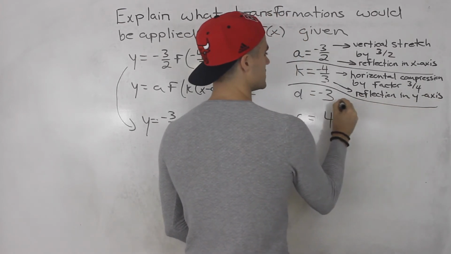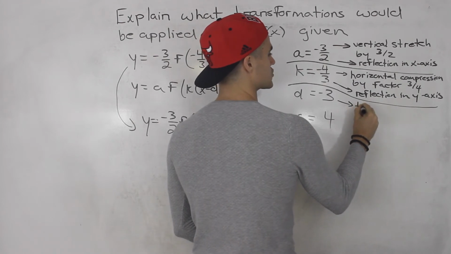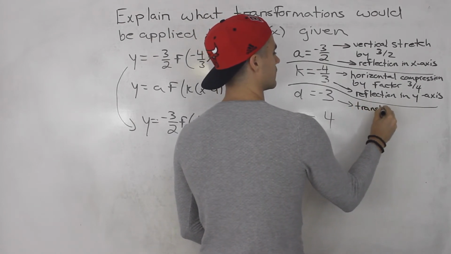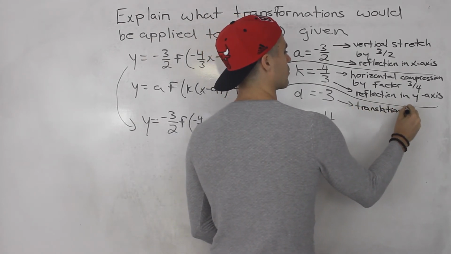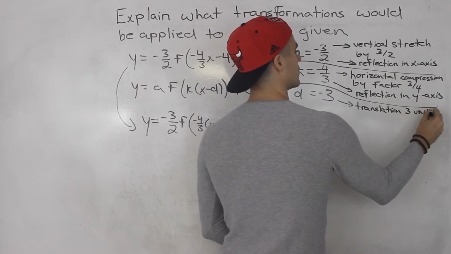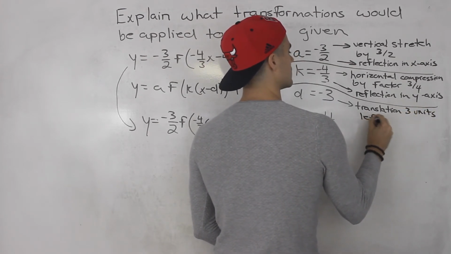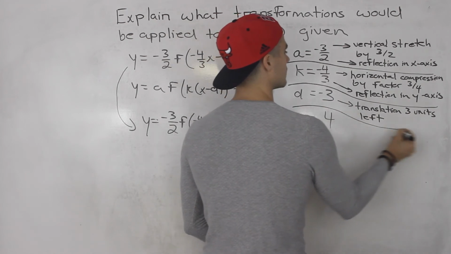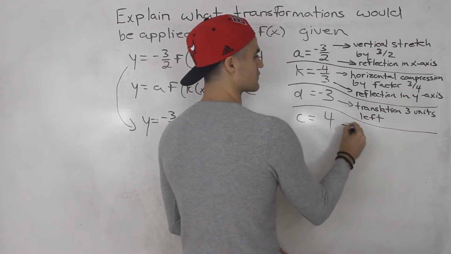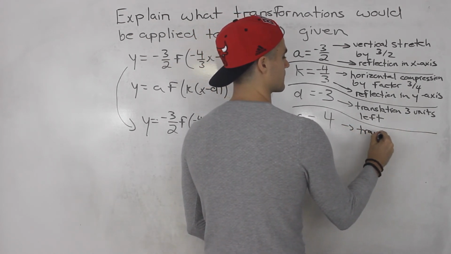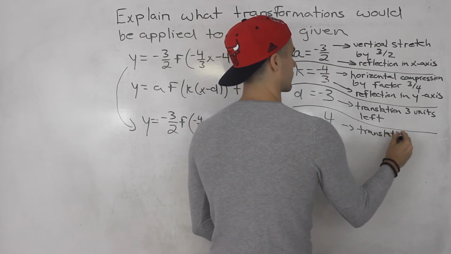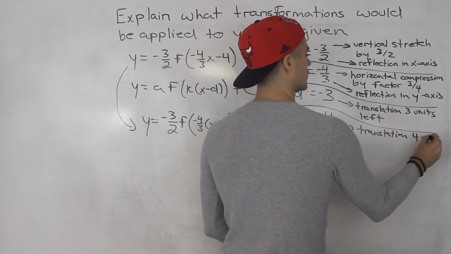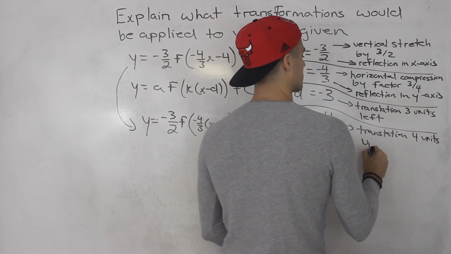All right, and then the d value of negative 3 basically means translation 3 units left. And then a c value of positive 4 means there's a translation 4 units up.